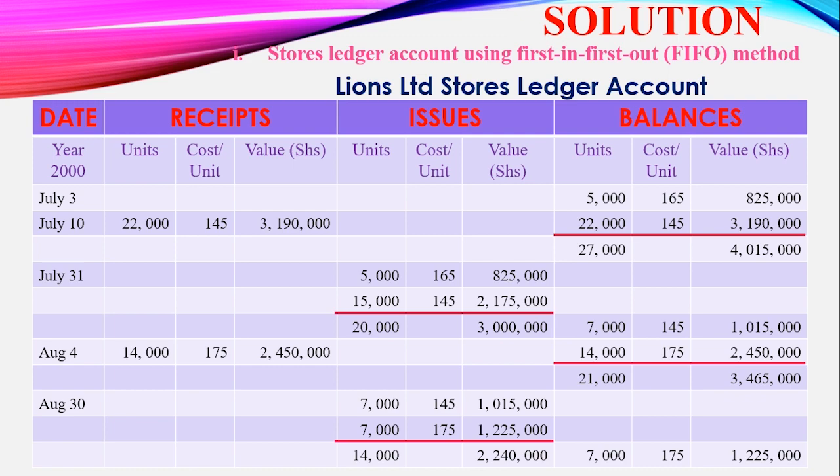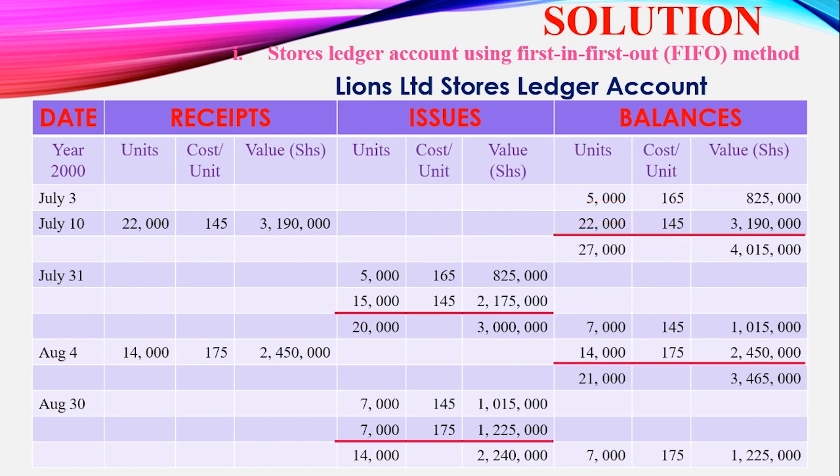Now, what is the balance? You find that we have already issued this, so this is no longer there, right? Whatever remains here, 22,000, we have issued 15,000 from this figure. So what is remaining? 22 less 15 is 7,000 units. So of this stock, we are remaining with 7,000 units at a value of 145 for each unit. That gives us 1,015,000. That is our new balance.